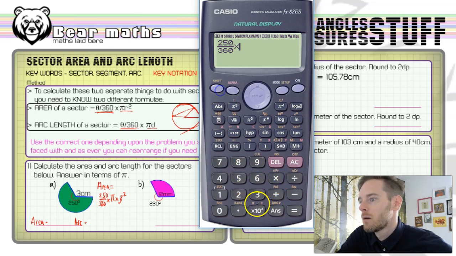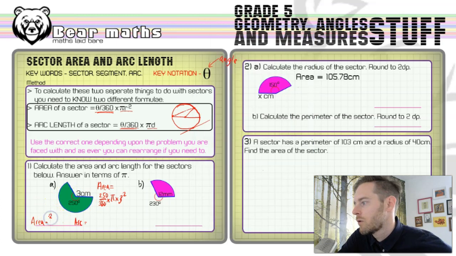Multiplied by pi multiplied by 3 squared. And I get 25 quarters of pi, 25 over 4 pi, and the answer then, the units would be in centimeters squared. All right, so I'll just get rid of that, and I'll do the arc length.